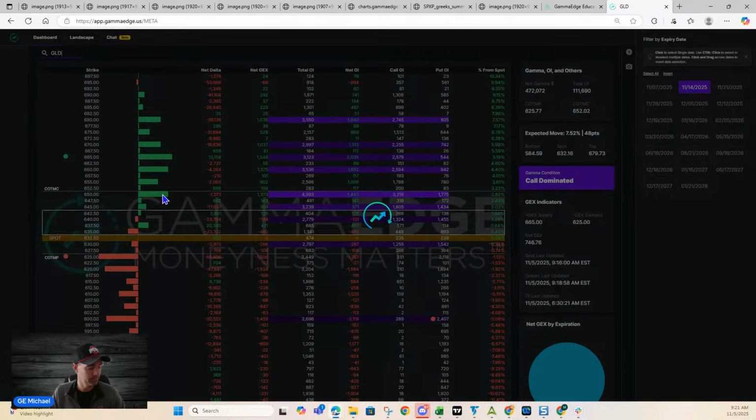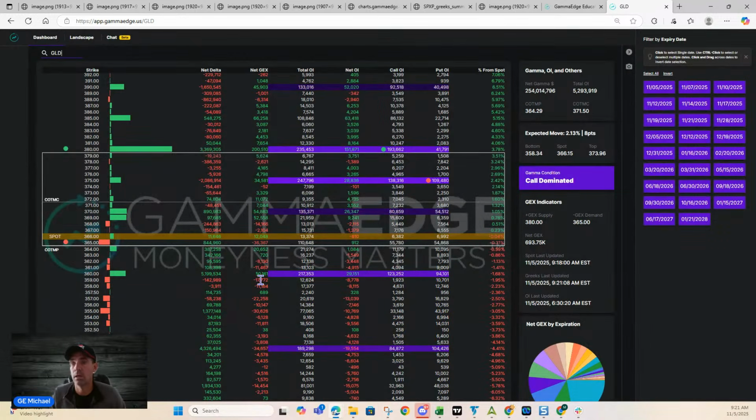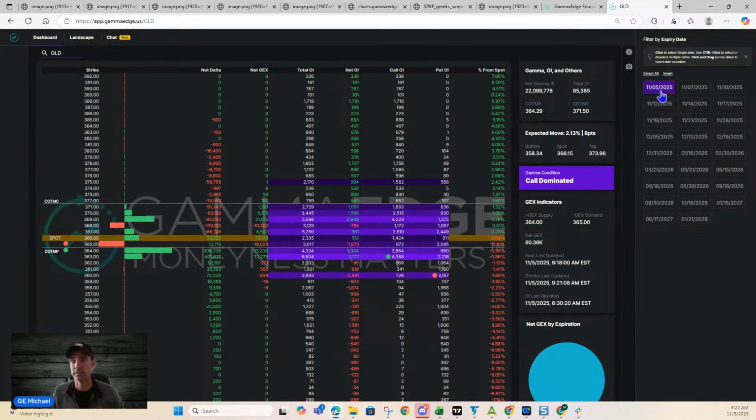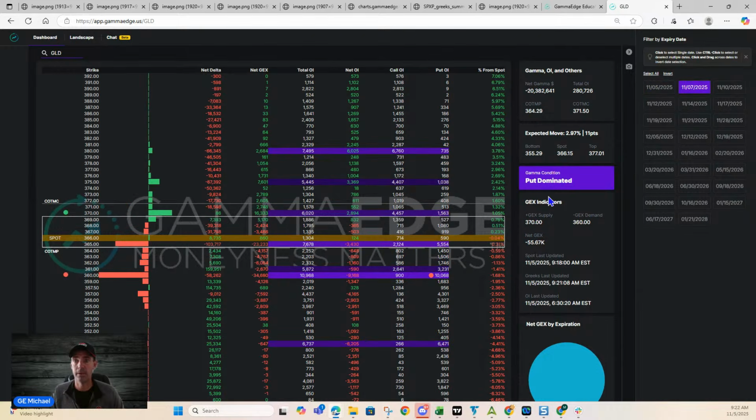GLD. Let's look at this one. Call dominated at the bottom of transition on all expiries, right at P or NGEX and COTMP. So we'll see if that continues to hold. 380 to the upside, PGEX COI. Let's look at this. Oh, we have Wednesday expiries. So call dominated on GLD. Still looks good there. Let's look at the next expiry.